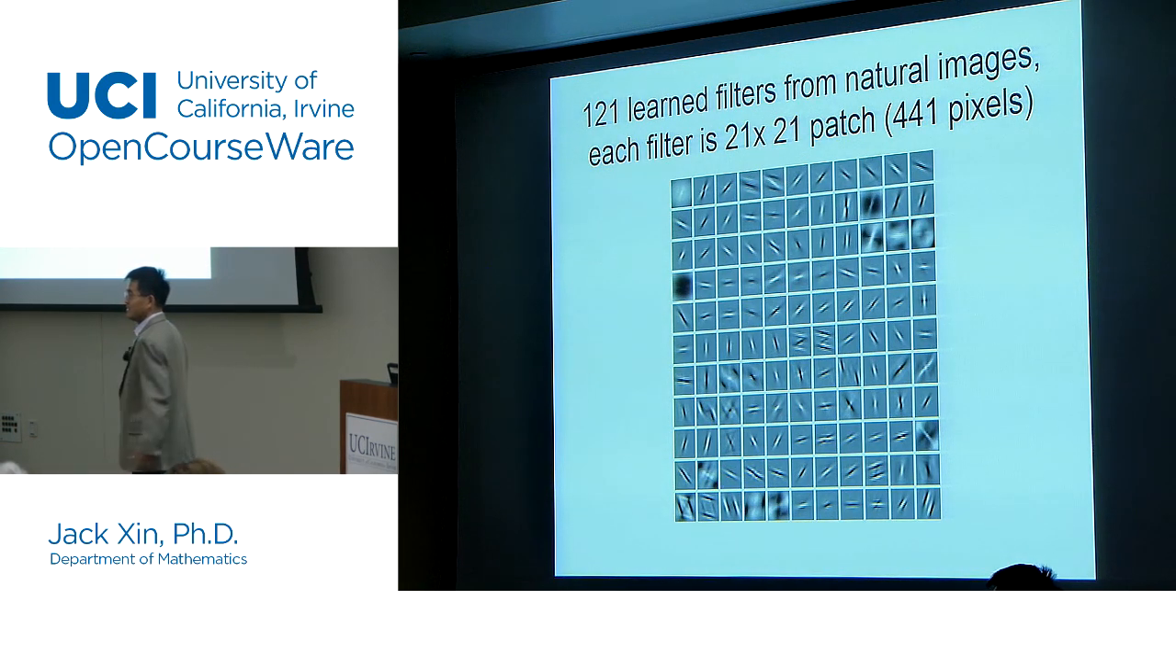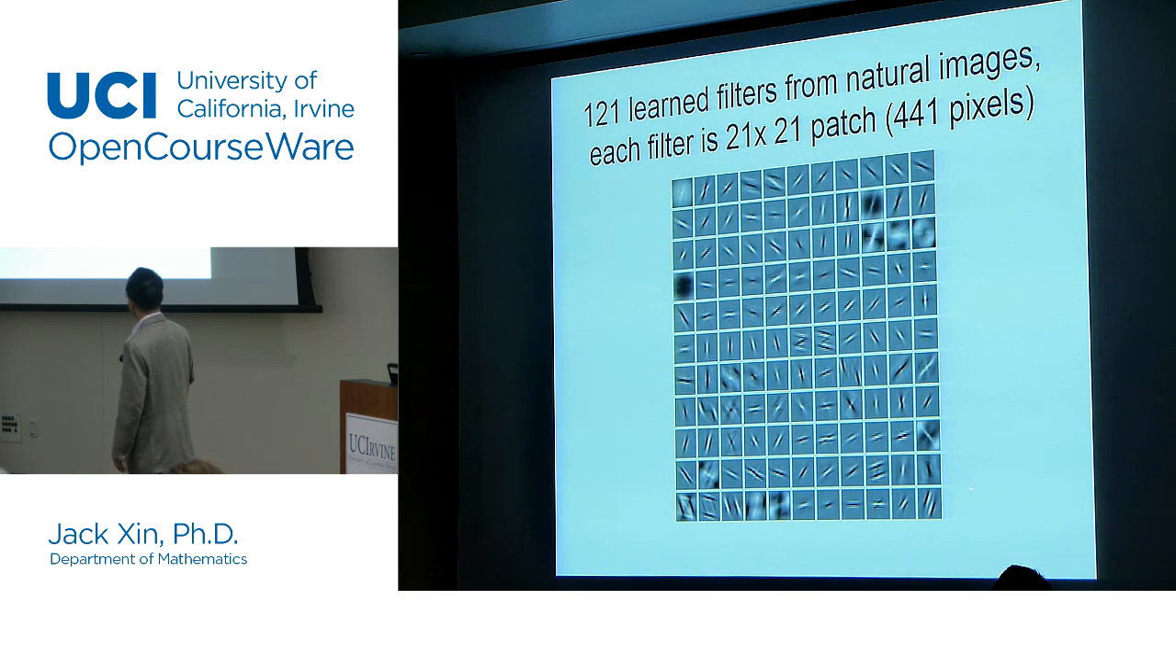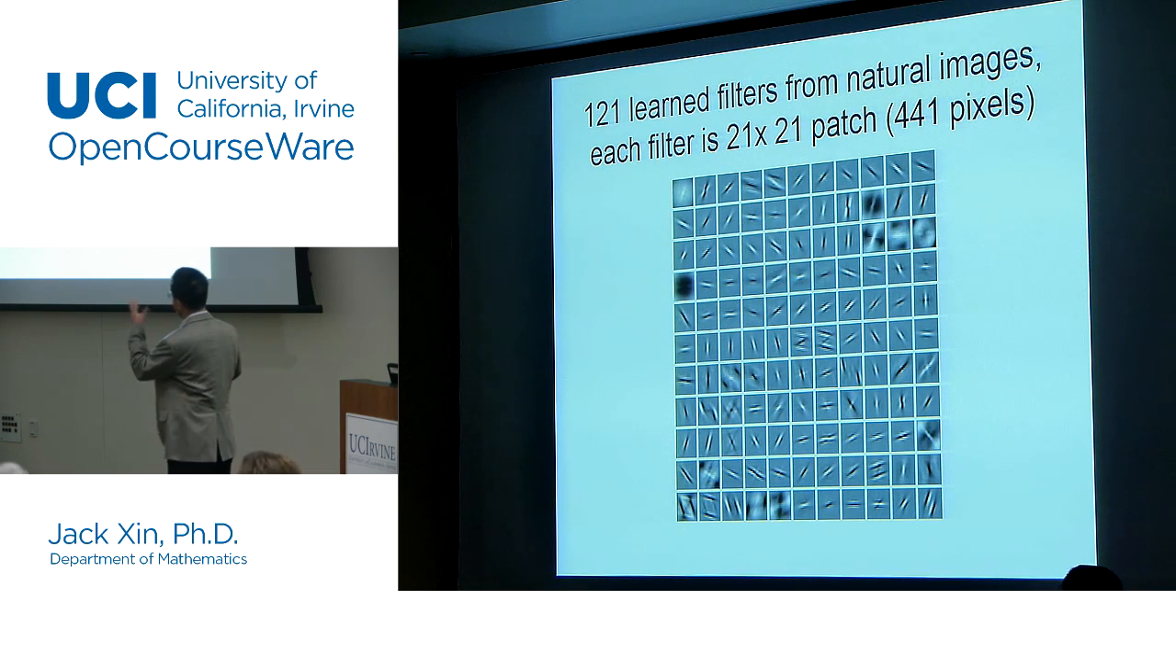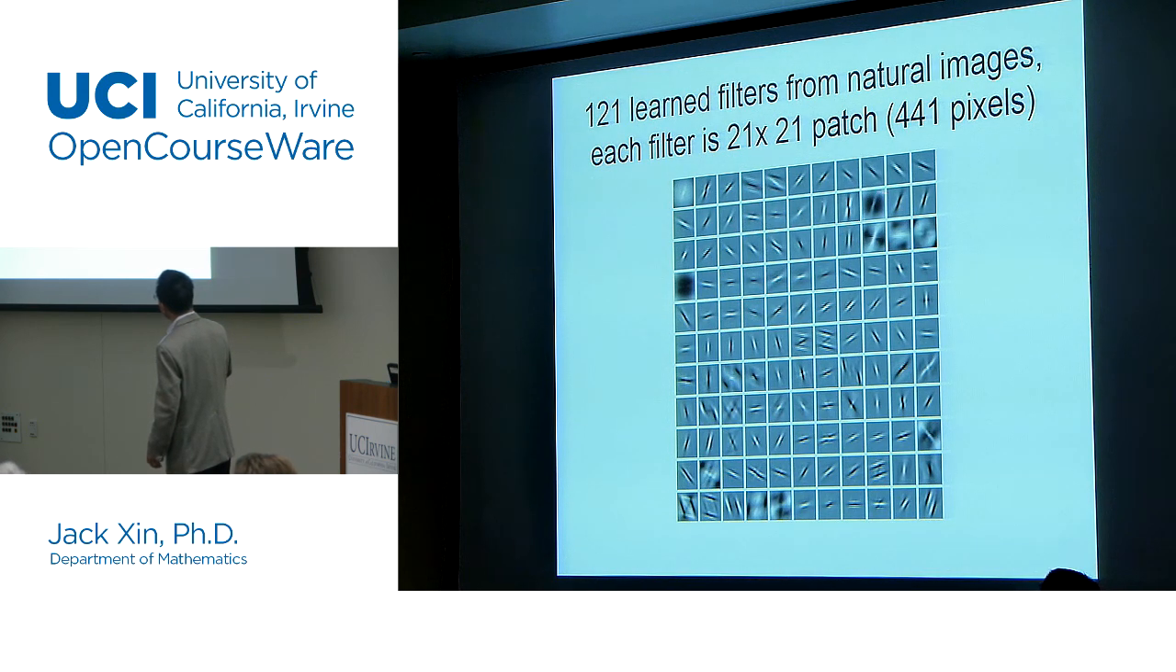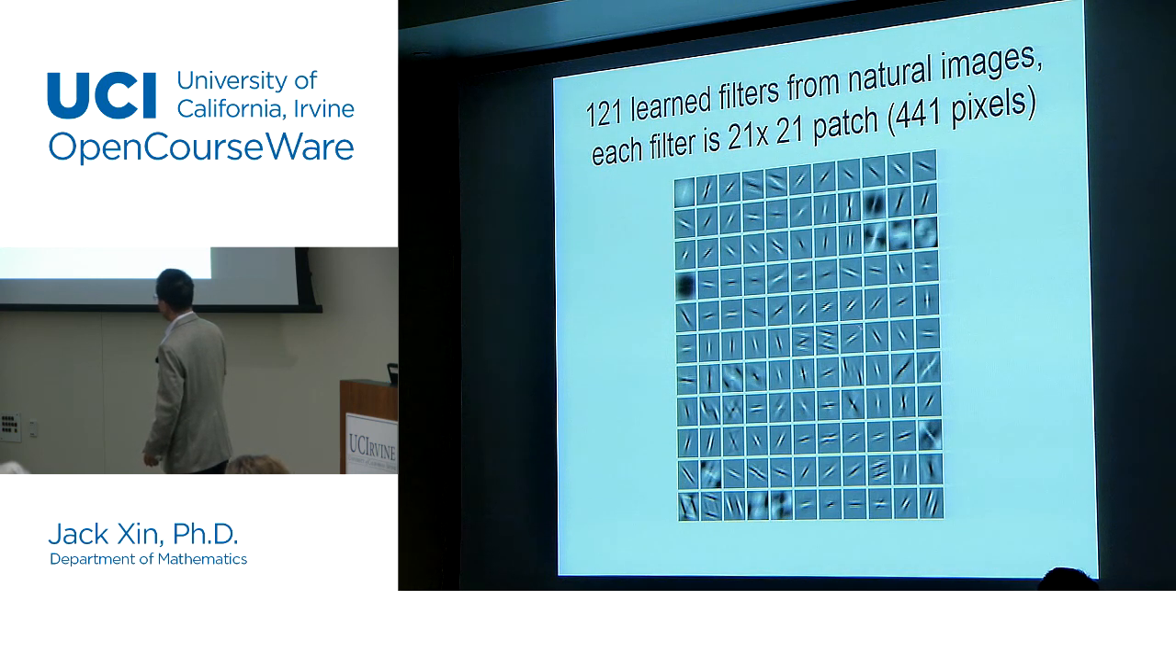So that's the idea: a redundant basis. When you have an image to represent, we're going to pick just a very few out of these 121. We don't need all of them. It's like a mini warehouse, so just some of them.